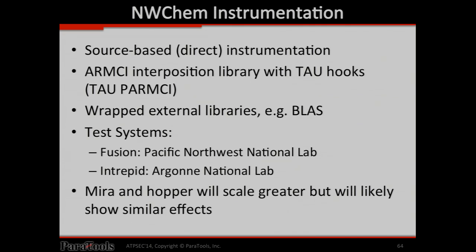Again, they did a source-based instrumentation directly. They also used Tau's abilities to wrap libraries to generate an ARMCI interposition library called Tau PRMC. They wrapped the external libraries, such as BLAS, and they ran this on Fusion and Intrepid. Now, I spoke with these guys. They say that MIRA and Hopper are going to go to the same scale, but they're going to show the same performance. So I think these numbers are still relevant.